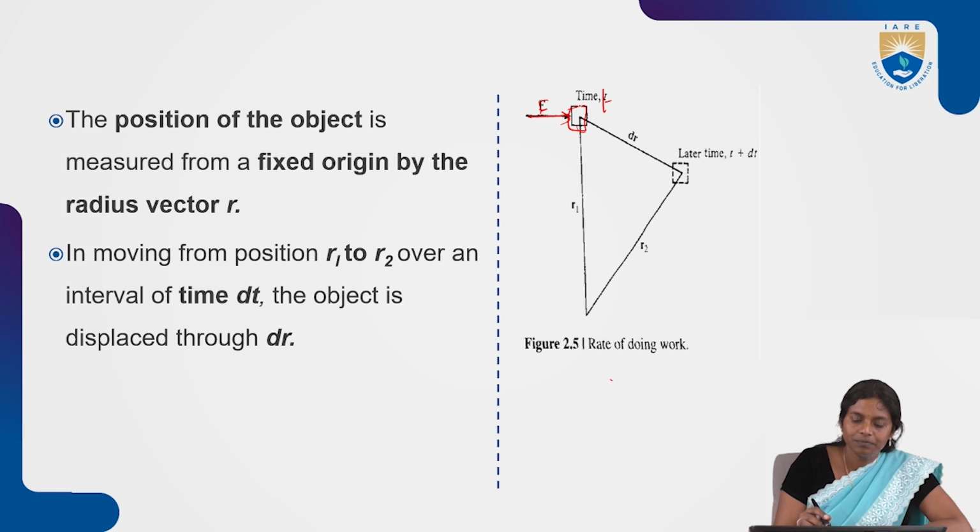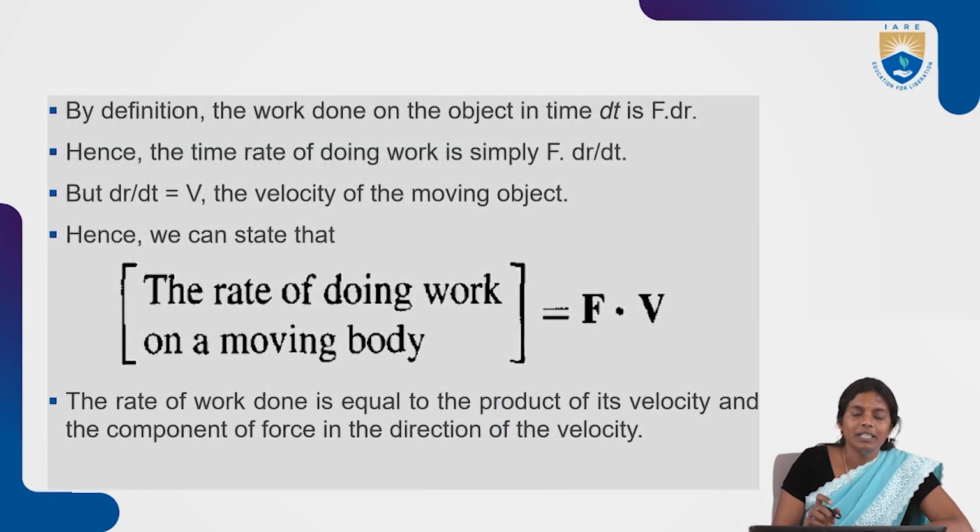At time t, the radius vector from the origin to the object is r1. If it moves from r1 to r2, that is at a later time, t plus delta t, the object gets moved by dr. So by definition, what do we know? The work done on the object in time delta t is F dot dr.